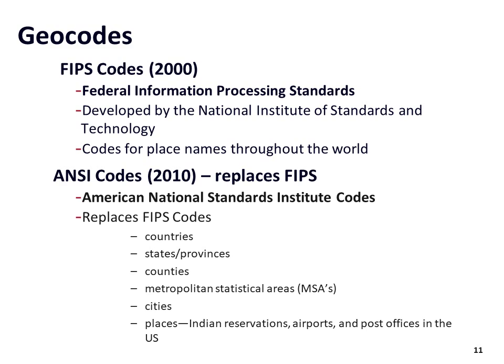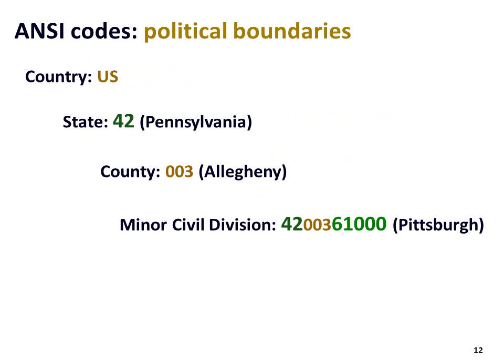It's for states, counties, metropolitan statistical areas, cities, and places, such as Indian reservations, airports, and post offices in the U.S. So how does an ANSI code work? Well, they follow political boundaries. So the country would be the U.S., the state would be, for example, 42, which is Pennsylvania. The county would be Allegheny, which would be 003. The minor civil division, which is Pittsburgh, would look like this: 42,003,61000.